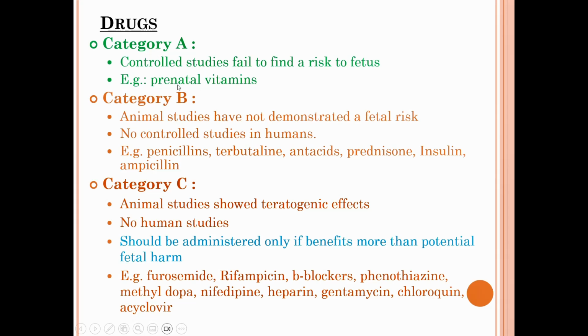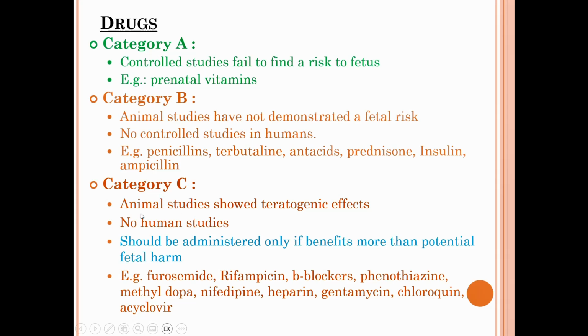So prenatal vitamins usually come in category A. Category B, where animal studies have not demonstrated a fetal risk but no controlled studies in humans are done. Example: penicillin, terbutaline, antacid, prednisolone, insulin, ampicillin.